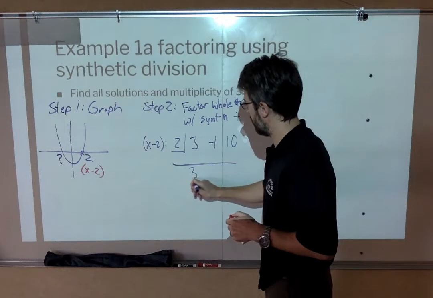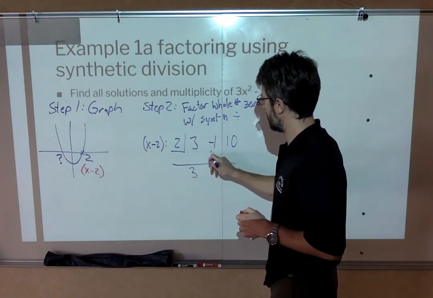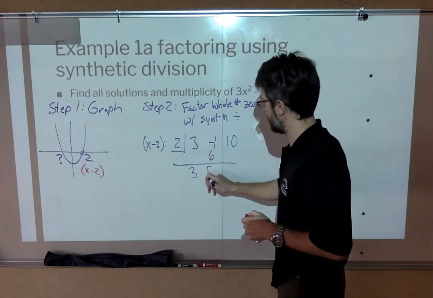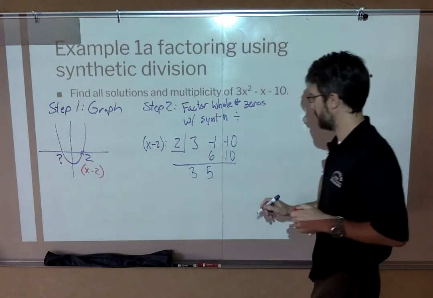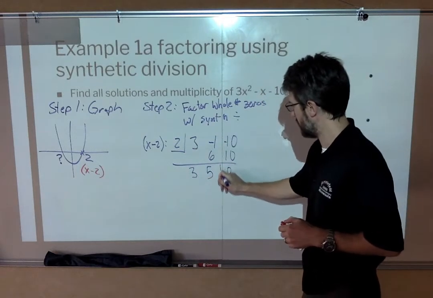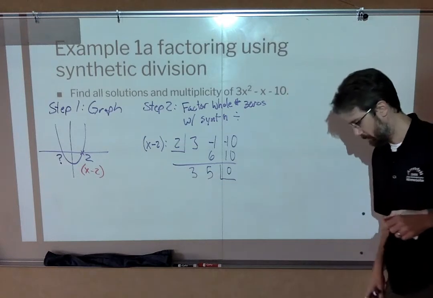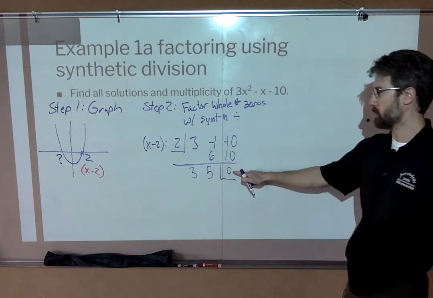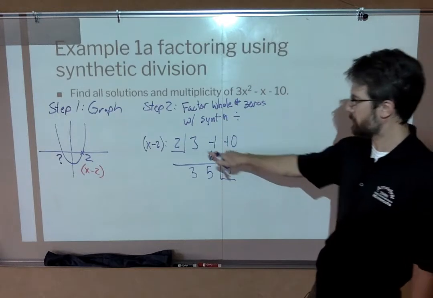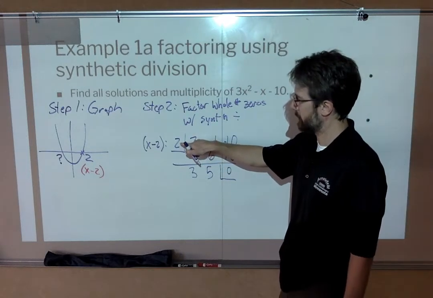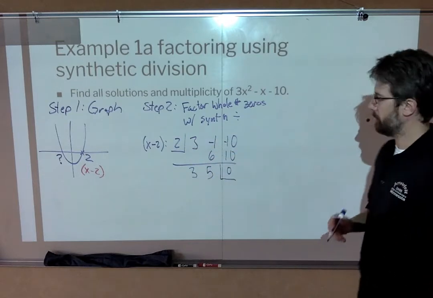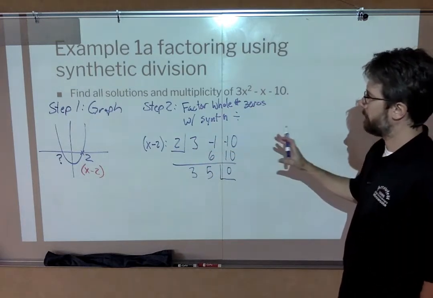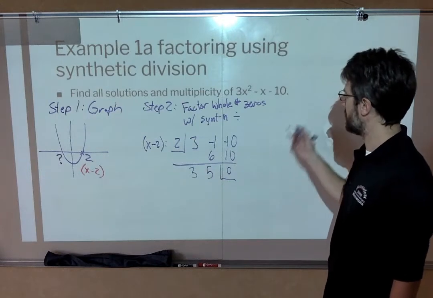3 comes down, 2 times 3 is 6, -1 plus 6 is 5, 2 times 5 is 10. That should be a negative 10 up there, so that our remainder is 0. And that's important. If this is indeed a factor, this will be 0. If you didn't get a 0 here, either this isn't a correct solution, or you did something wrong in the synthetic division.